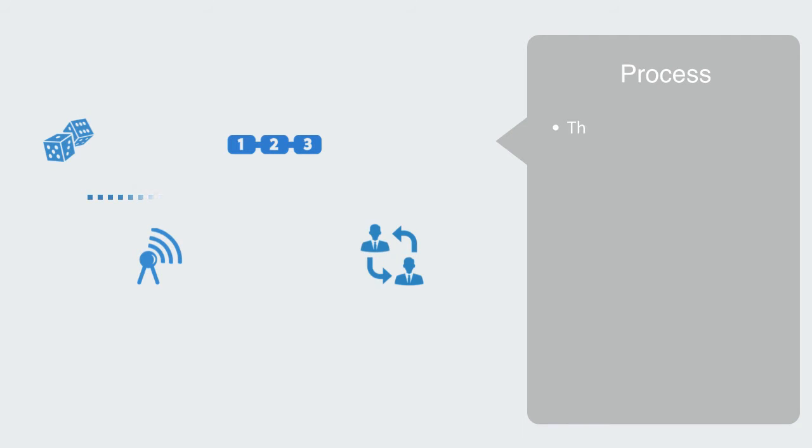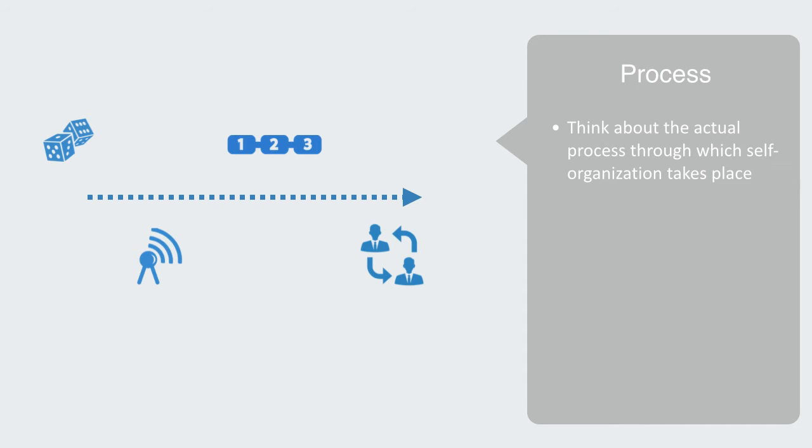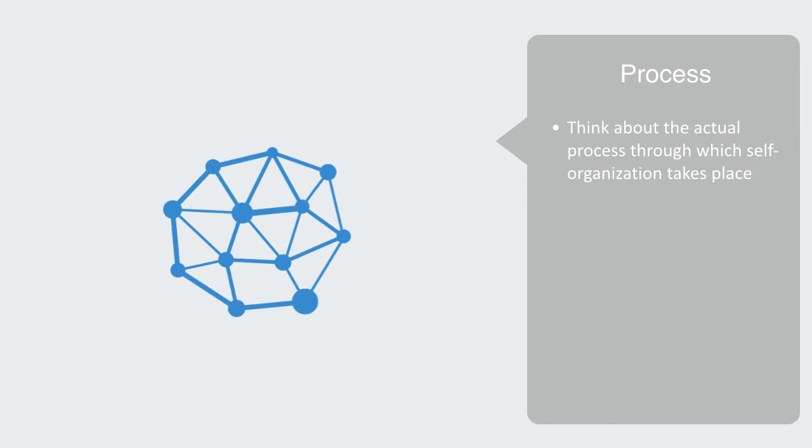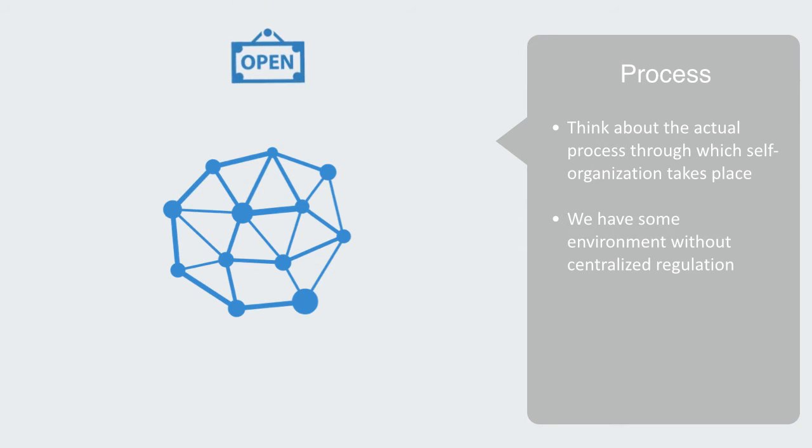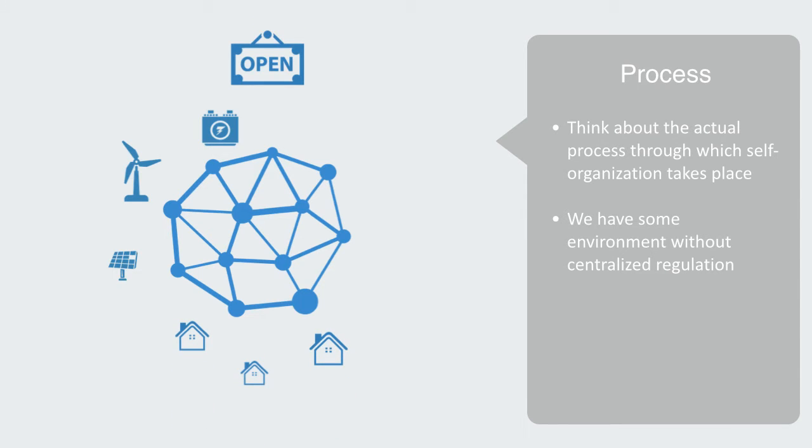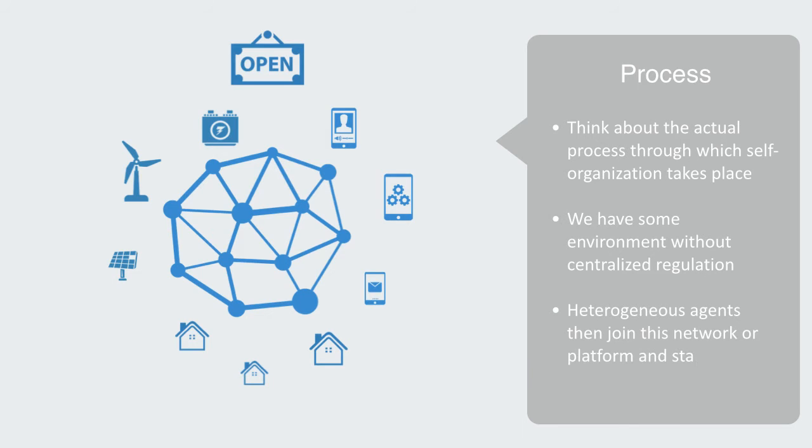But now let's think about the actual process through which self-organization takes place. Firstly, as mentioned, we have some environment without centralized regulation. We might call this an open platform. Examples could be a smart power grid where anyone can join as a producer or consumer, or it might be a land area that is unregulated by urban planners, or it may be an unregulated mesh communications network. Heterogeneous agents then join this network or platform and start to interact.